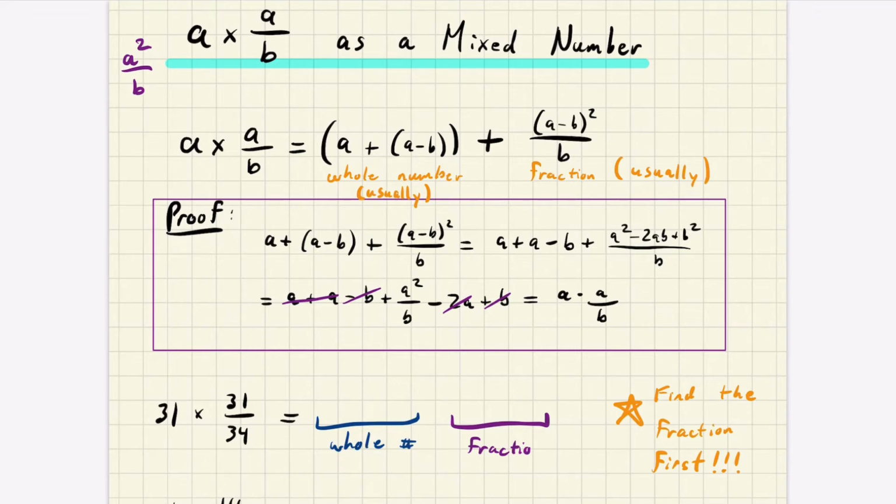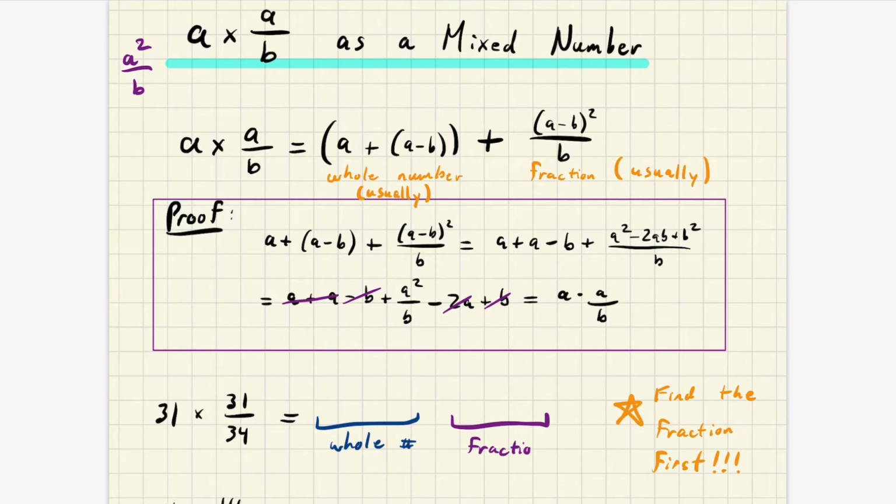I should specify that usually this first part of the formula will give you the whole number, and then this second part of the formula will give you the fraction part of your answer. However, there is a special case where that might not happen, and you have to be very conscious of it. So for now, we're going to look at it as just a sum, but just be aware that usually the formula uses the first part as a whole number and the second part as a fraction.